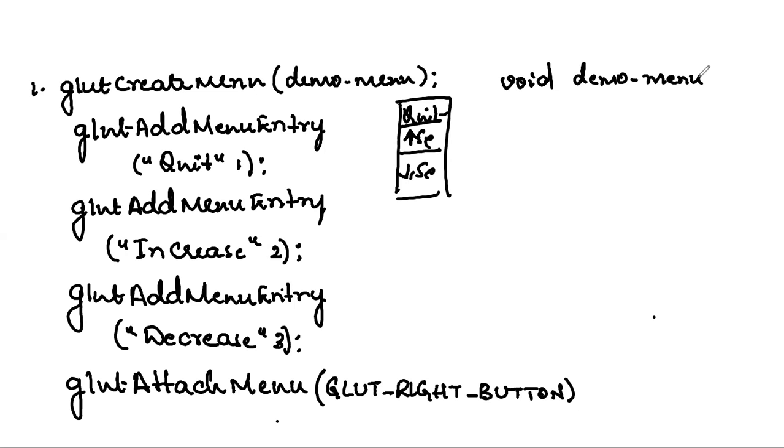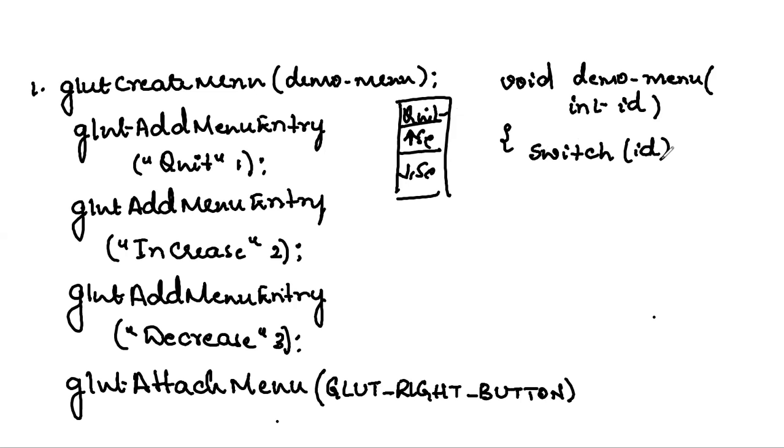So I've written it as void demoMenu, and this takes the argument, that is int id. Basically, what is this id? It is nothing but your 1, 2 and 3, the values associated with the different entries that you have put up in the menu. So that becomes the argument of your demoMenu. Now let us write here the switch case associated with the id.